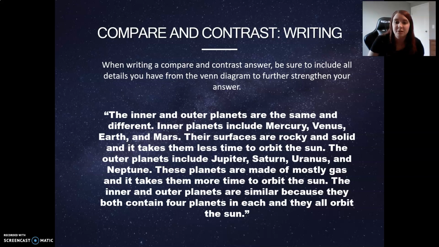The inner and outer planets are similar because they both contain 4 planets in each, and they all orbit the sun. That is my way of including everything that's different about them and the things that are the same. This is a strong writing for compare and contrast.